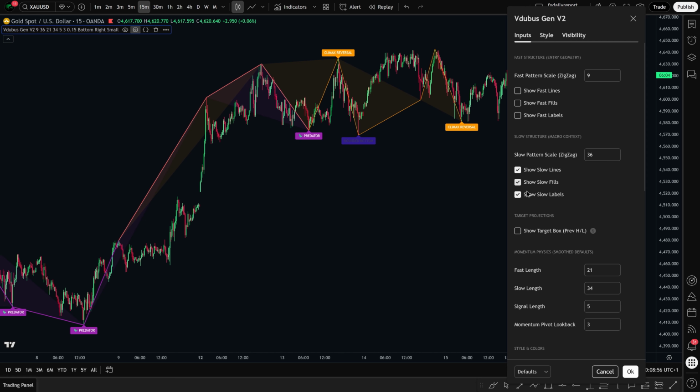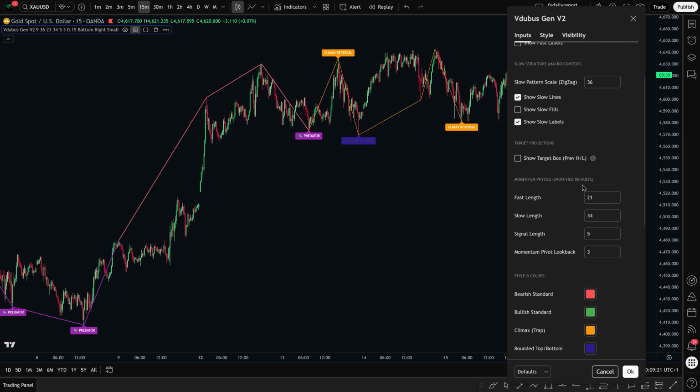Next, I'm going to turn Show Slow Fills off to make the chart cleaner. I will leave Show Slow Labels on. These are the labels you see on the chart, like rounded tops, rounded bottoms, and other signals. I'll also leave Show Slow Lines on. These are the structure lines that help you understand the bigger trend direction.